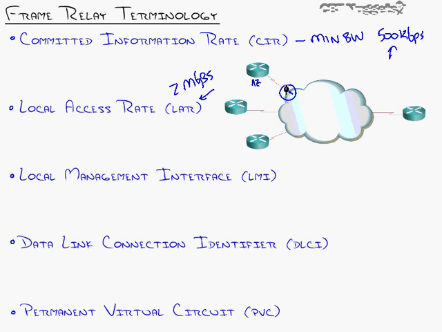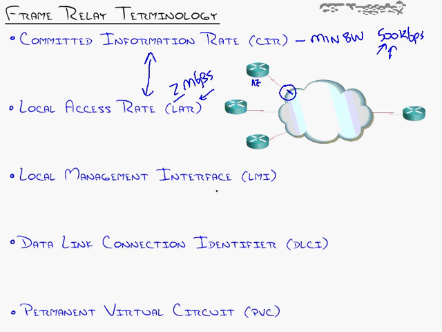So even though the physical cable can handle 2 megabits per second, you're only paying for 500 kilobits per second, and you should be configuring your router to only send at that rate unless you have some kind of bursting agreement set up with your service provider. So that's one of the first differences: a logical and physical speed mismatch.